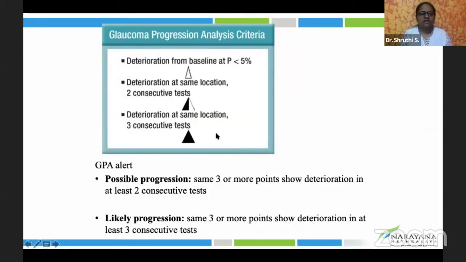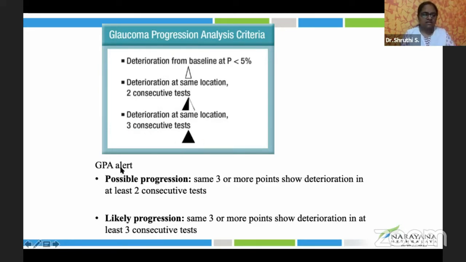Now we come to GPA, and this criteria is important for our event-based analysis, where the point deterioration from baseline at p less than 5%, if it is deteriorating, it is shown in the empty triangle. When the deterioration at the same location at 2 consecutive tests is noted, then it is a half-filled triangle. If the deterioration at the same location is in 3 consecutive tests, it is a completely filled triangle.